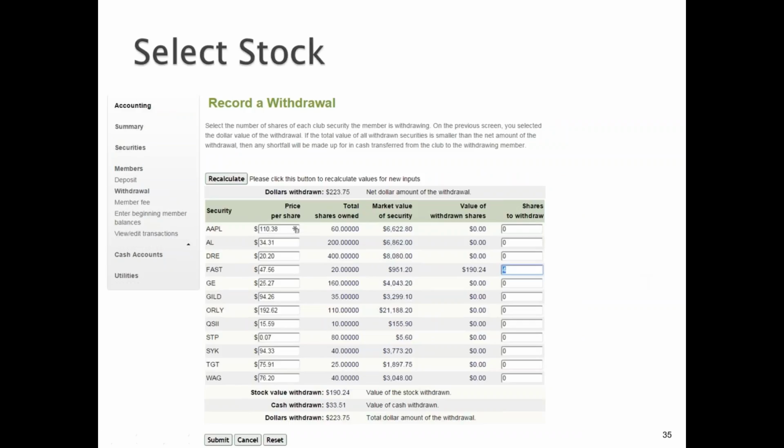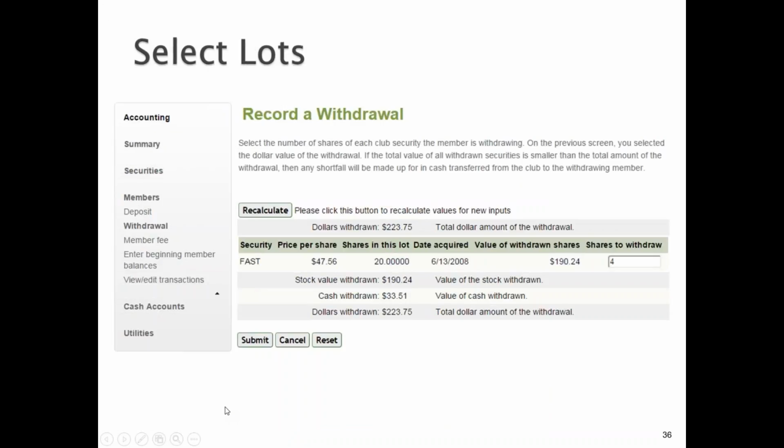The club, in this case, decided to transfer 4 shares of their Fastenal stock, which was valued. The full share value was $190, so it wasn't enough to give 5 shares, but 4 shares gets most of the balance there, and that remains $33.51 in cash that has to be paid out. So the club would go ahead and click submit, and here is where we are able to select lots.